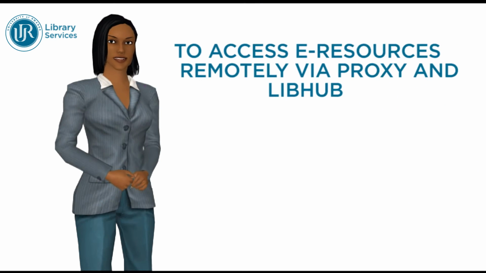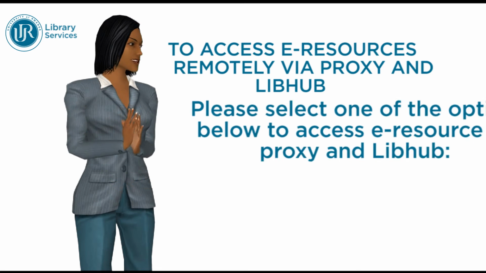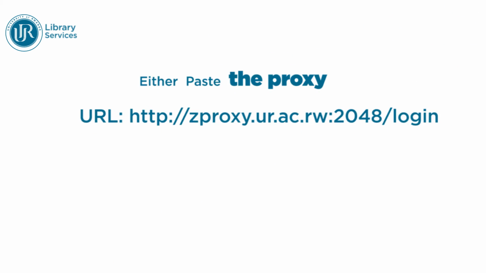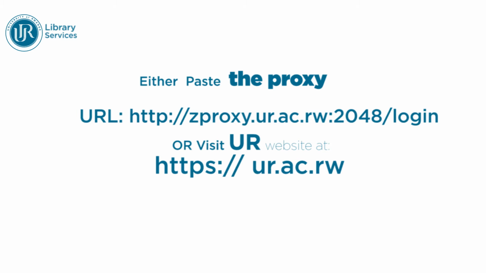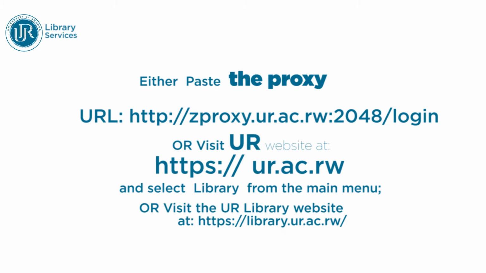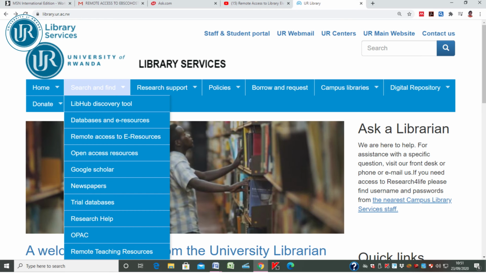To access e-resources remotely via Proxy and LibHub, please select one of the options below. Either paste the proxy URL in a browser and follow the steps described in this video to access UR e-resources remotely, or visit UR website at ur.ac.rw and select Library from main menu, or visit the UR Library website at library.ur.ac.rw. Hover the cursor on Search and Find and scroll down on the drop-down menu to where you see Remote Access to e-resources as depicted in the screenshot below.